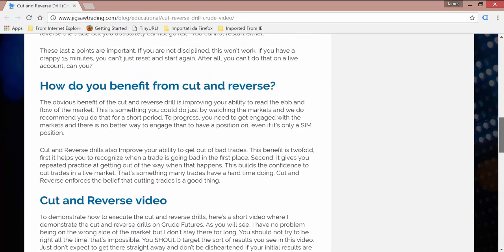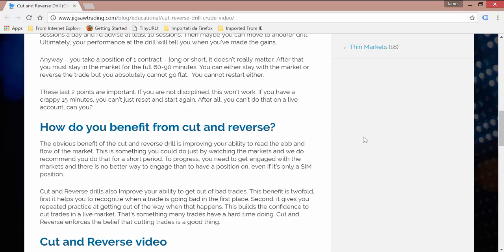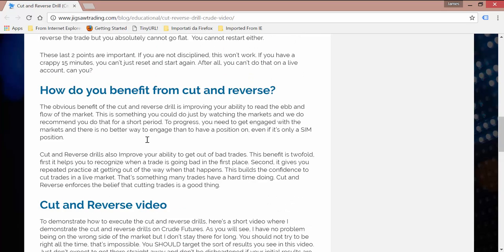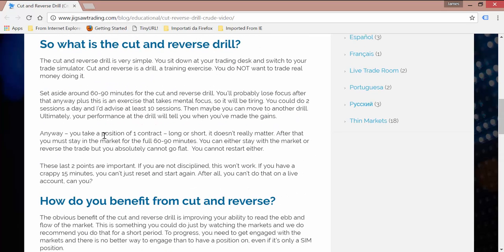Essentially, you just need to have a DOM. They advise you to use their Jigsaw Trading software, which shows more information, depth of market, and trades going off on the bid versus the offer, market profile, and all that stuff. All I'm going to do is use my time and sales in conjunction with the DOM and have no charts, and essentially you've got to put a contract on. You take a position of one contract, long or short.